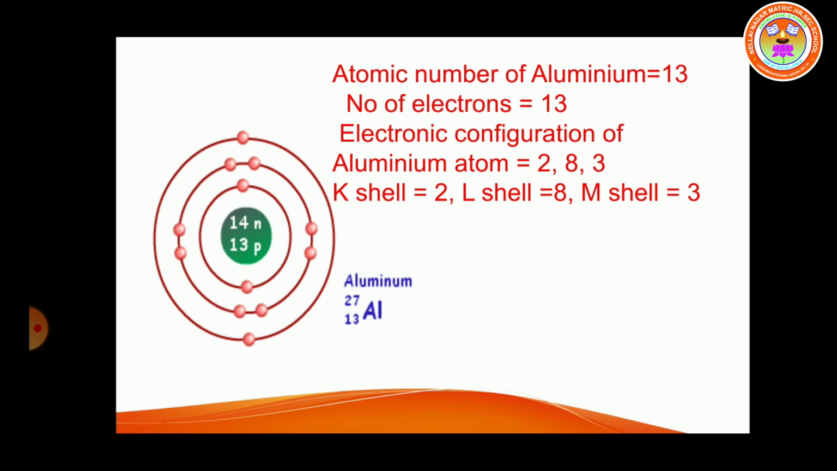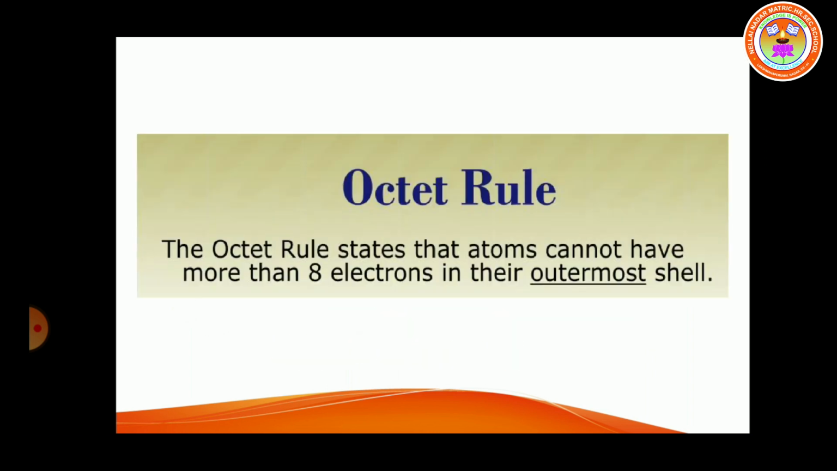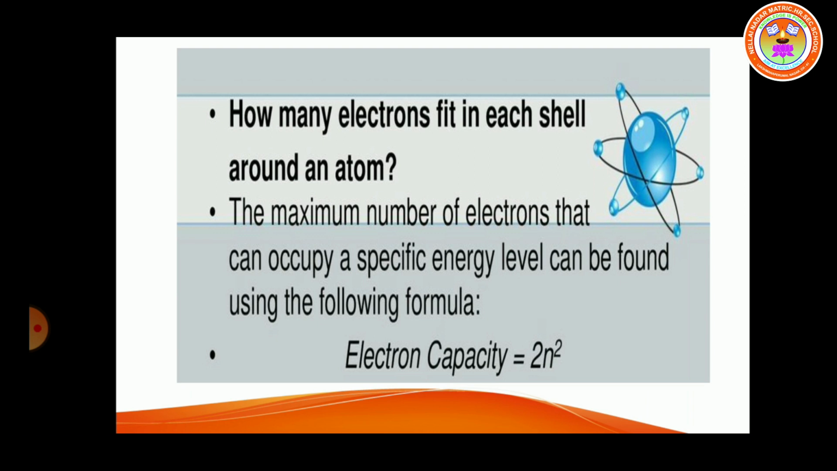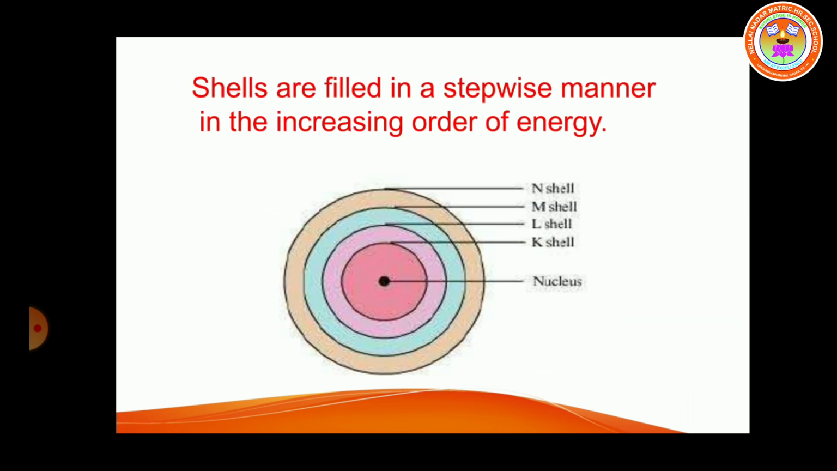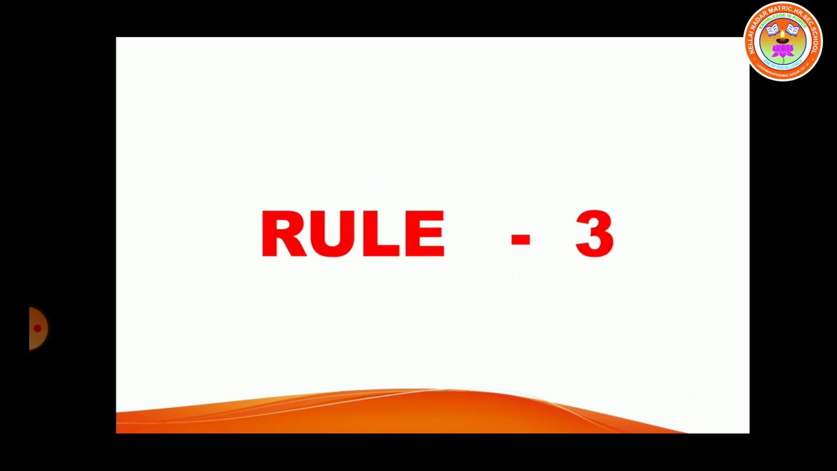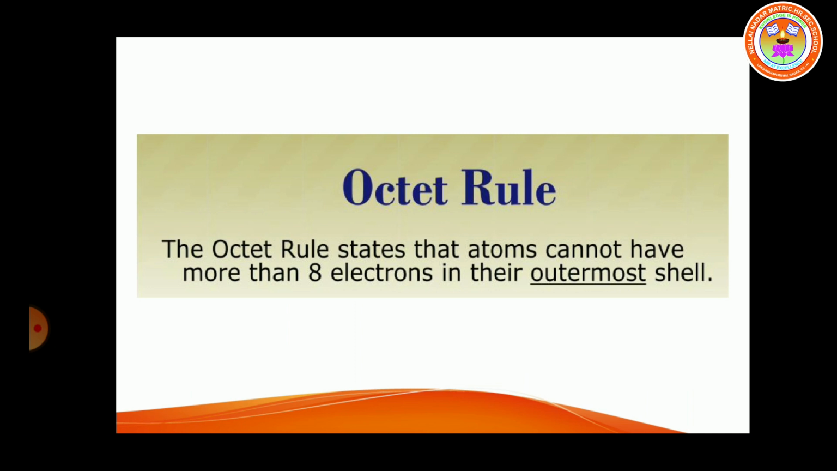Okay students, I hope you understood how to write the electronic configuration of atoms. We follow 3 rules. First rule, the maximum number of electrons that can be accommodated in a shell is equal to 2n square. In the second rule, shells are filled in a stepwise manner in the increasing order of energy. And the third rule, according to the octet rule, the outermost shell of an atom cannot have more than 8 electrons.